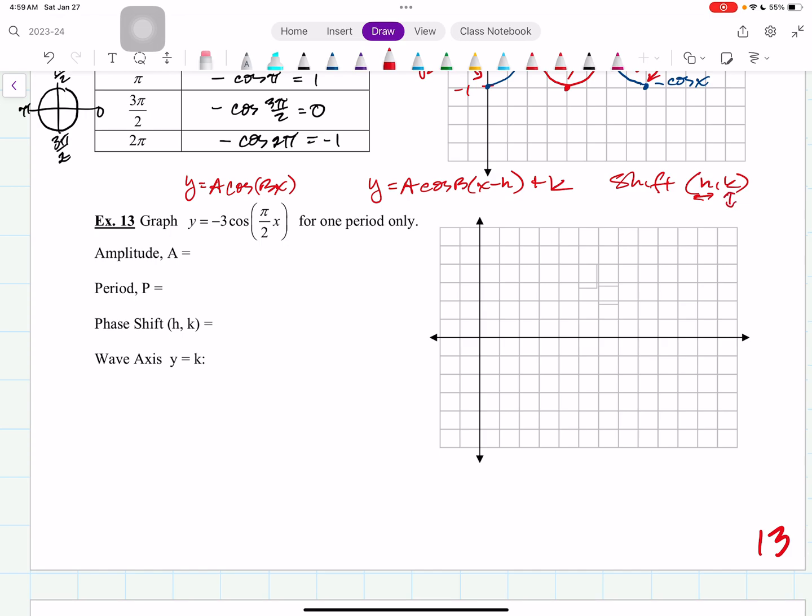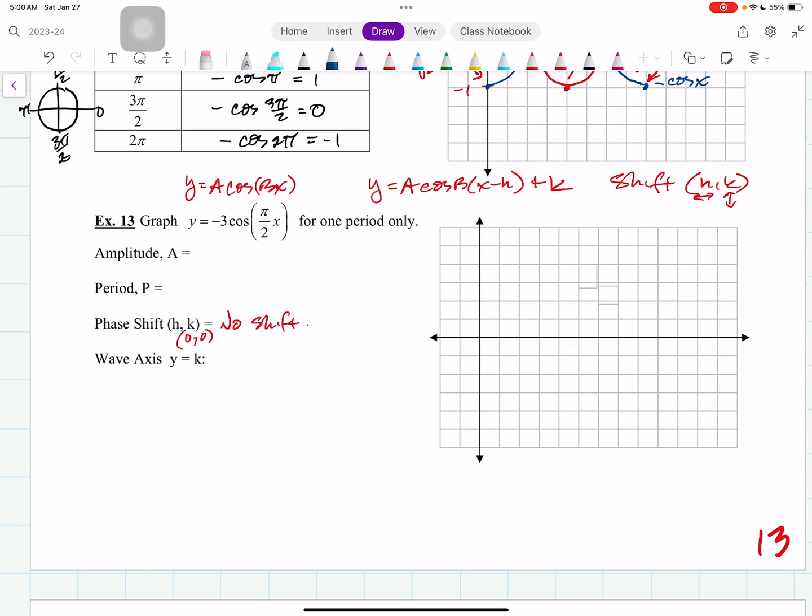So if you add or subtract something from the x coordinate, which is your angle, your input value, this is going to be a horizontal shift. And if you add or subtract something to the function, that's going to be a vertical shift. And here we're not doing either one of them. So there's no shift. You can put down (0, 0), I guess, because there's no shift. And then a is -3. And then b is pi/2.